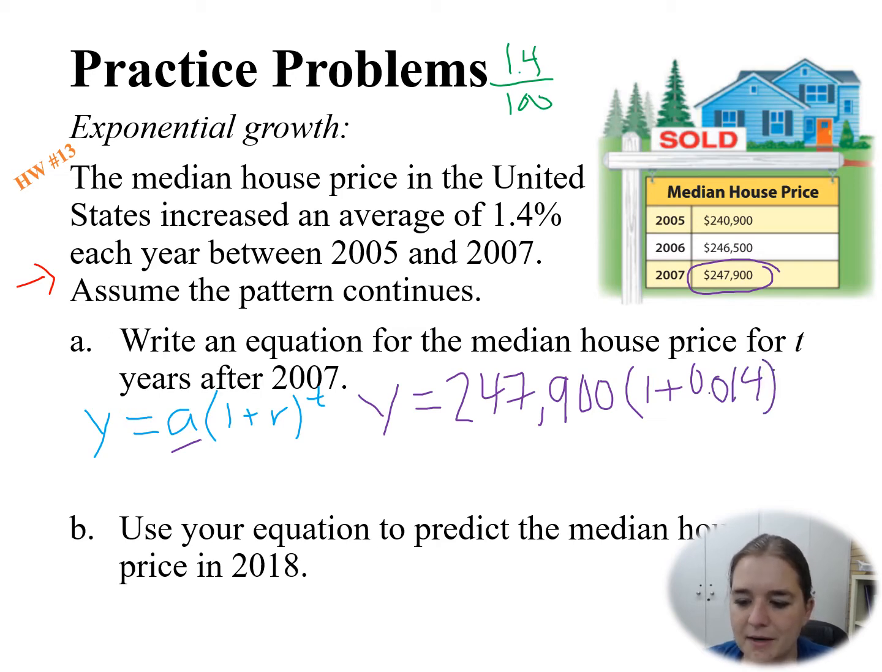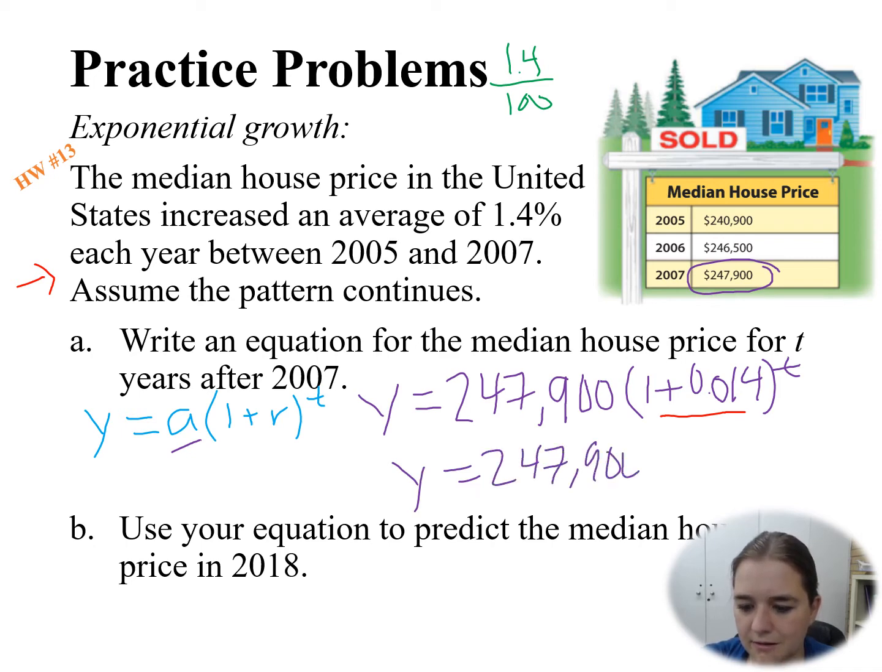And I'm going to raise it to the power of t years. The only other thing I want to do to finalize my equation here is simplify anything that I can. So this inside piece here, I can simplify inside the grouping symbol. My final answer is going to be y equals 247,900 multiplied by 1.014 to the power of t.